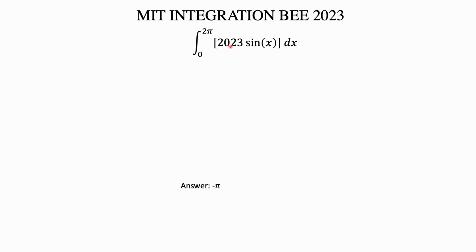Otherwise you can draw graphs, but even if you know how to draw a graph, this would be too cumbersome when you're dealing with such a big number in front of sine of x inside the greatest integer function. So in short, if you see this kind of function in any integration competition, with any kind of number here, just put negative pi. You don't have to explain it, you can just put it there.